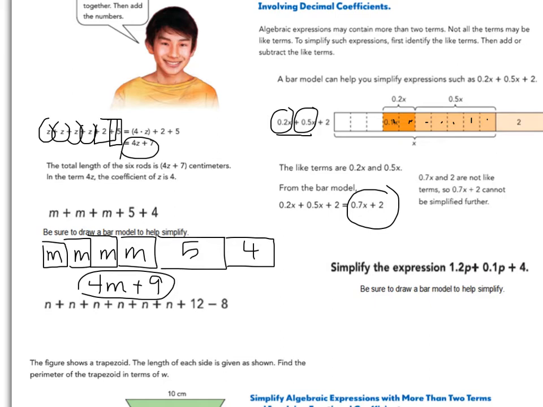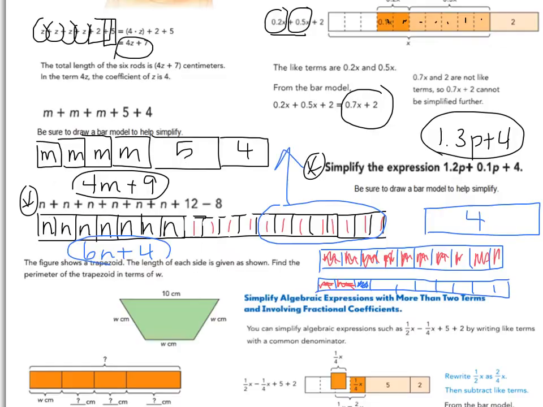Okay, so I'm going to give you a second to try the next two, this one right here, and then this one right here, and then I will come back on and go over those with you. Okay, so let's take a look at these two. So for the first one, we have n plus n plus n plus n plus n plus n plus n, and then we have 12 minus 8.